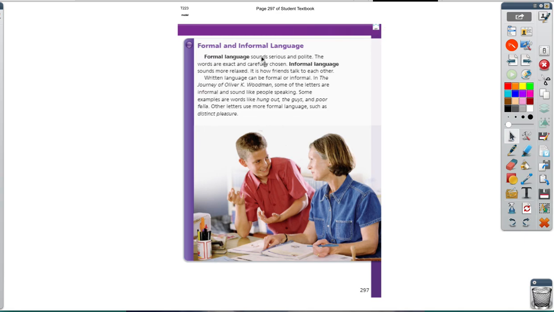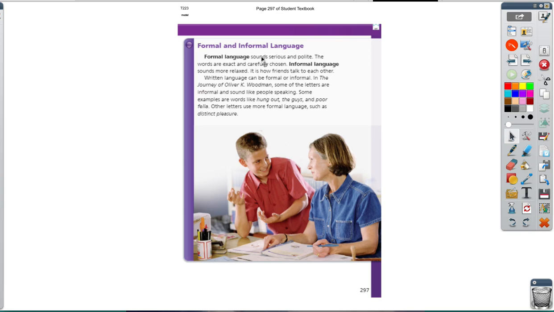Formal and informal language. Formal language sounds serious and polite. The words are exact and carefully chosen. Informal language sounds more relaxed. It's how friends talk to each other. Written language can be formal or informal.